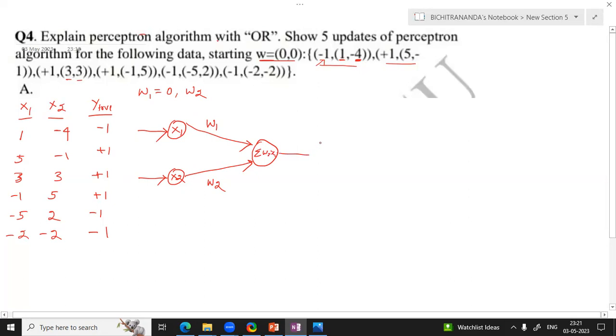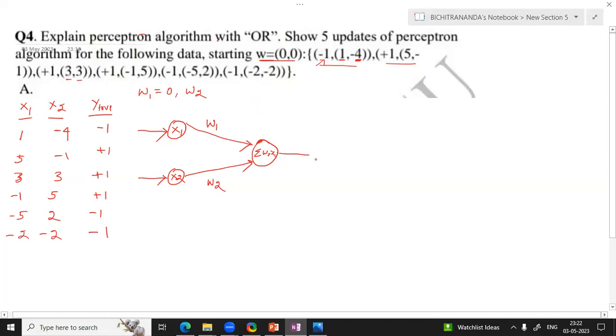Let's say the activation function is a step function. If the summation value is greater than a threshold, you can assign it to one category, and if the summation value is less than that, you can assign another value. So let's start. Also, how can we update the weights? There are some rules to update the weights. So let's begin.